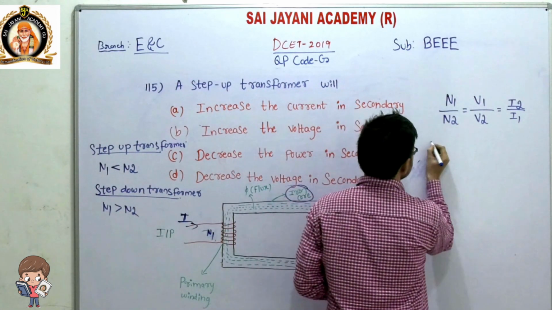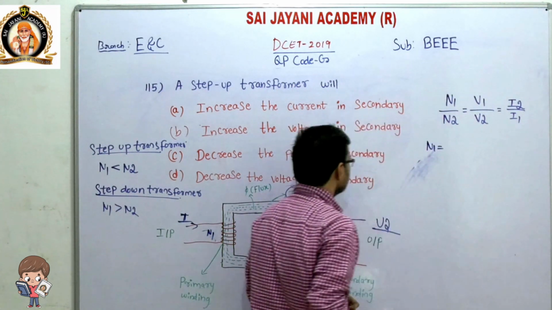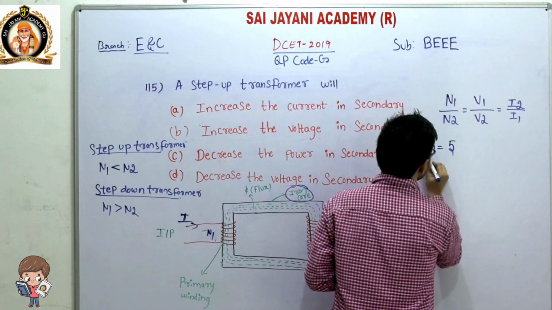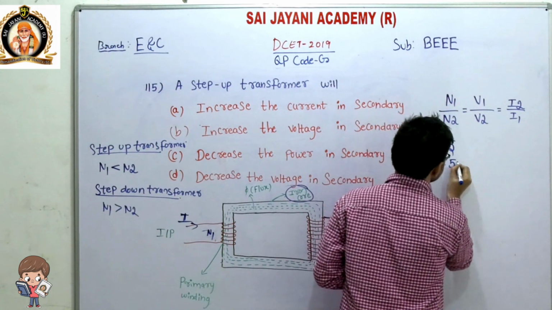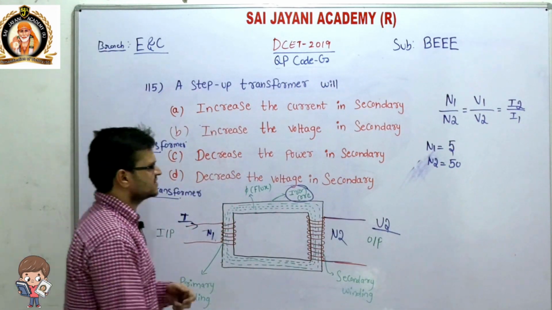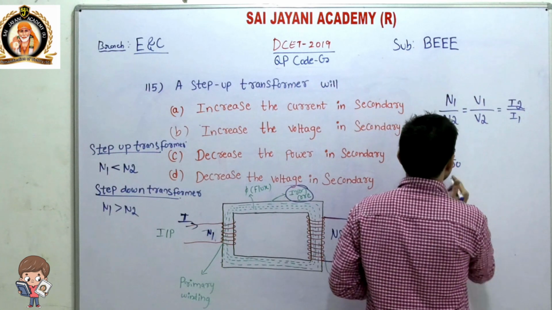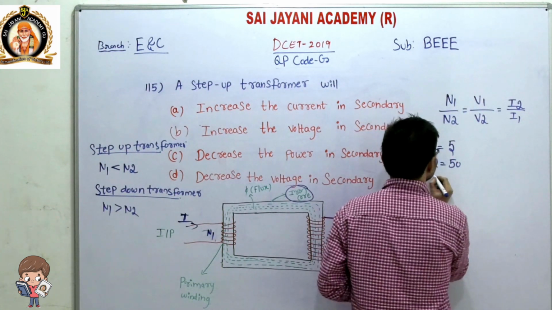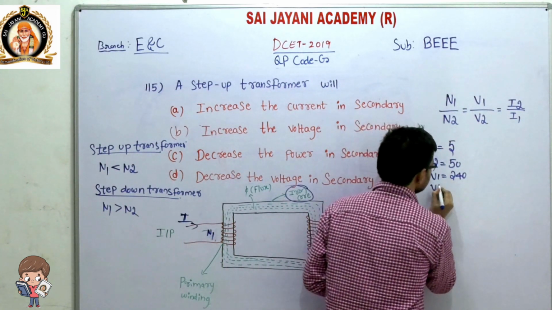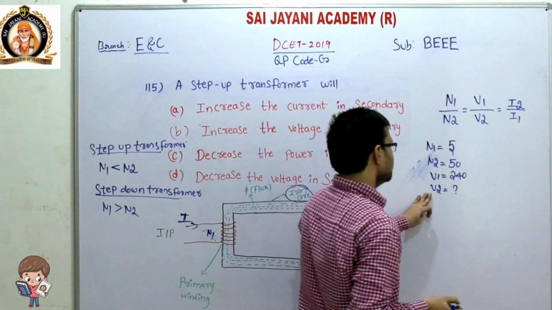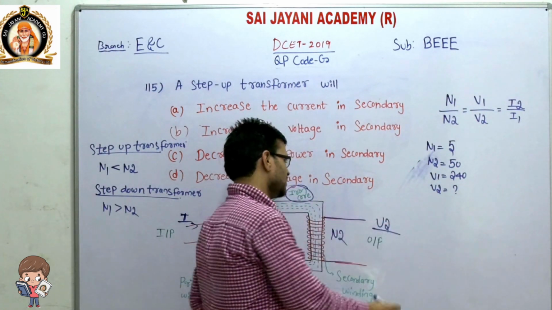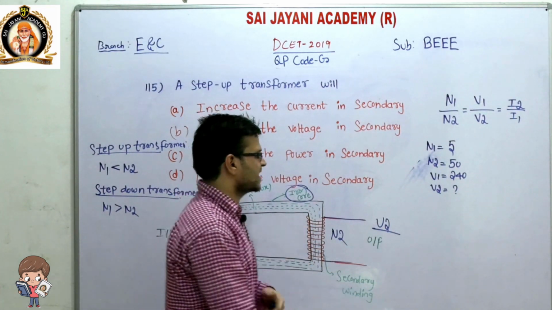Consider that we are taking the number of turns in the primary winding as 5 turns, and N2 as 50 turns. And we know that the AC voltage is 230 or 240; we are taking V1 as 240. Then we can easily calculate the voltage V2, that is the voltage which is present at the secondary winding.